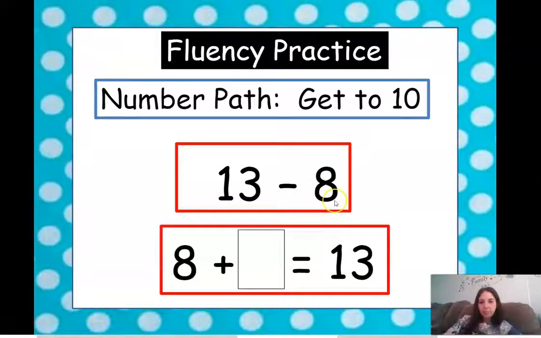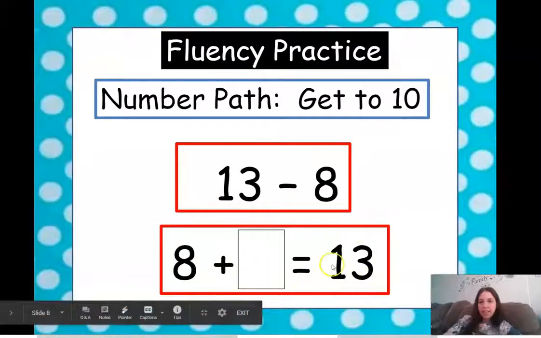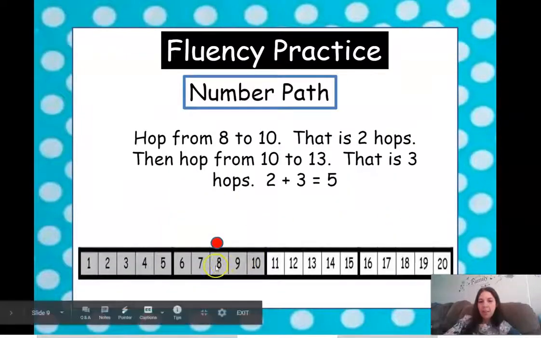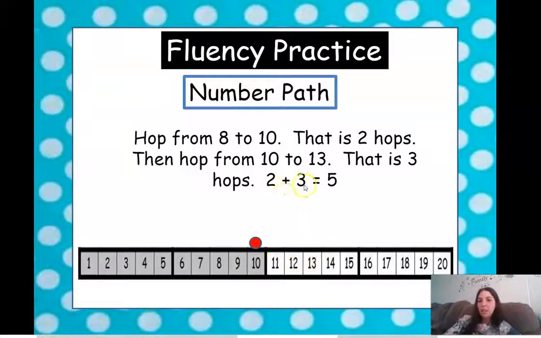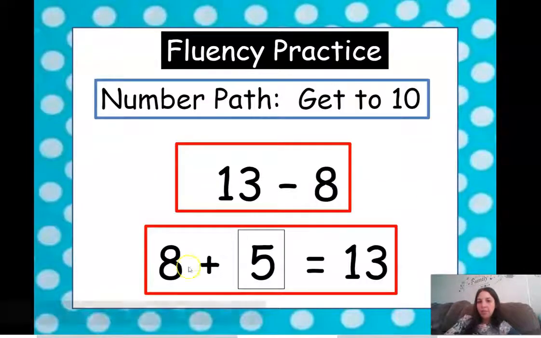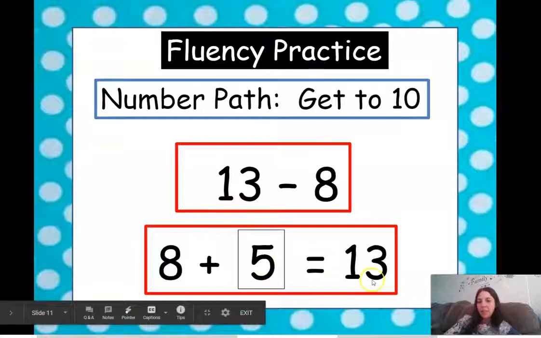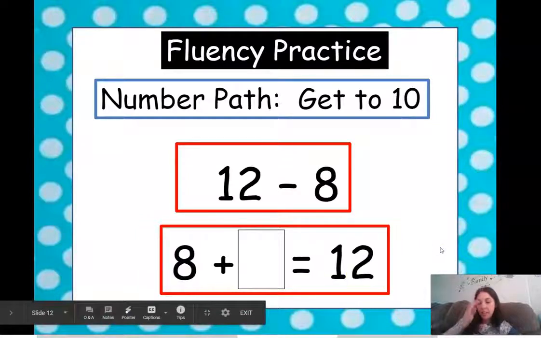So, again, 8 plus what gives us 13? How many do we have to count up? So we have 8. We can count up plus 2 gives us 10. And then how many more do we need to get to 13? 1, 2, 3. 2 plus 3 equals 5. So 8 plus 5 equals 13.